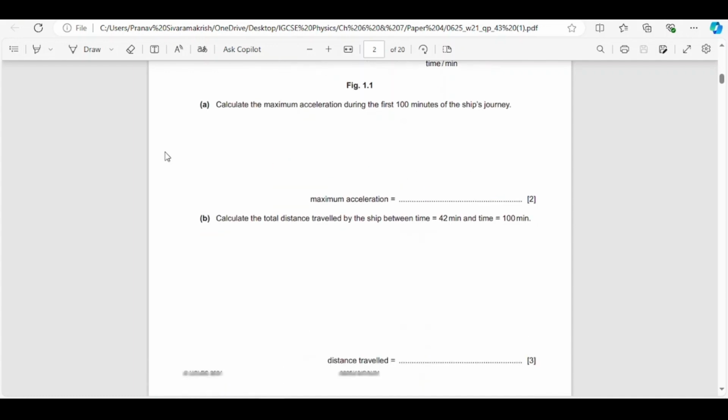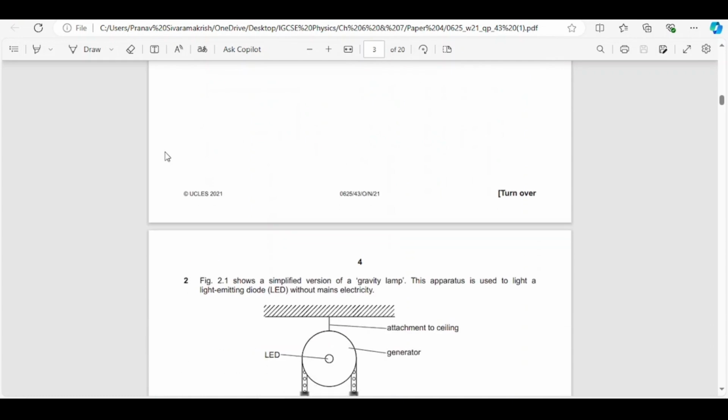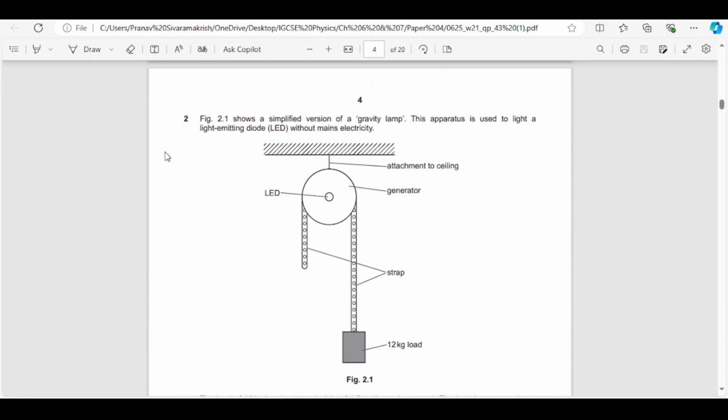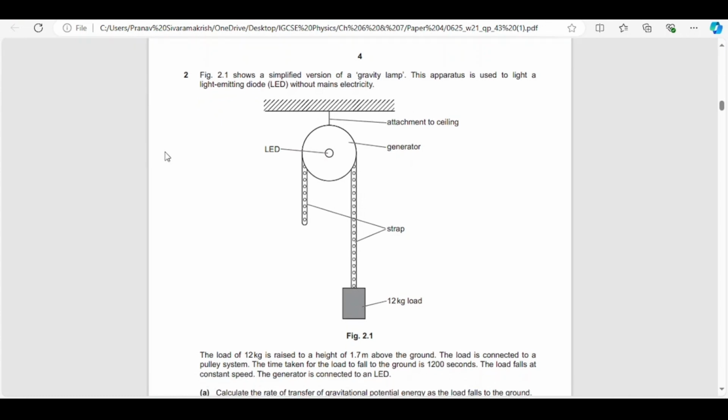It's a nice kinematics question there. Sorry, there's a bit of a lag in my screen as we go down the PDF. So question 2, figure 2.1 shows a simplified version of a gravity lamp. This apparatus is used to light a light-emitting diode without mains electricity.